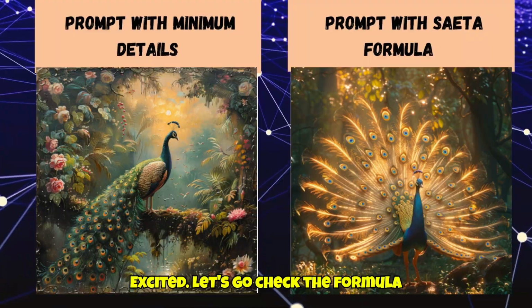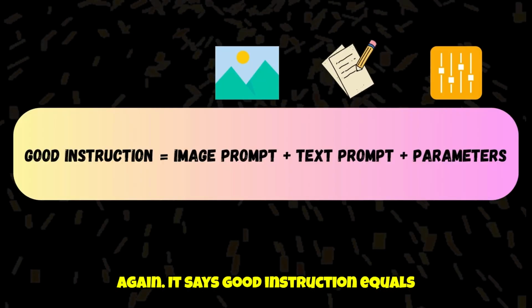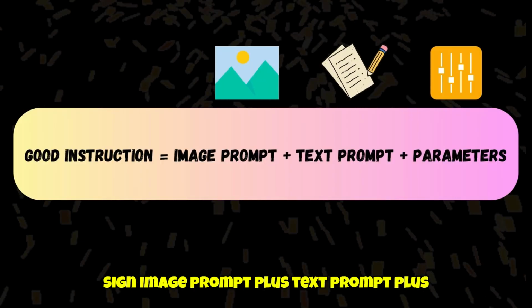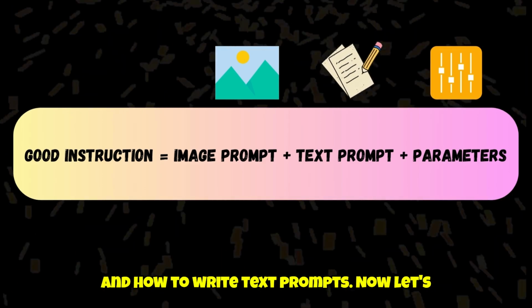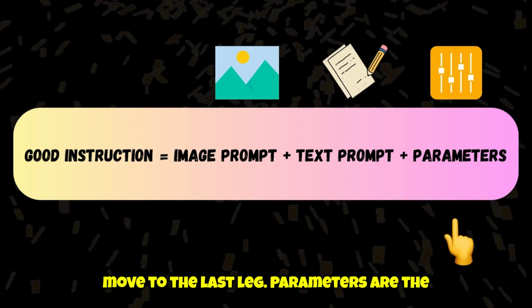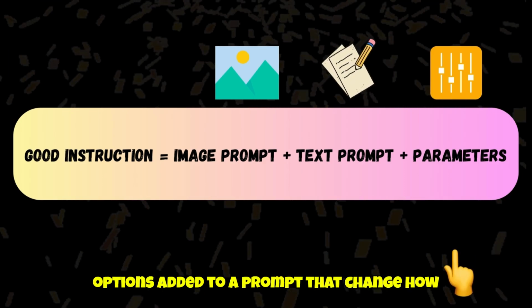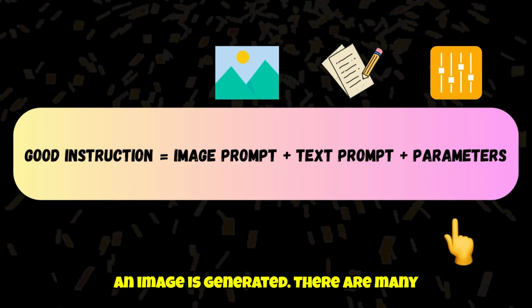Excited? Let's go. Check the formula again. It says good instruction equals image prompt plus text prompt plus parameter. We talked about image prompts and how to write text prompts. Now let's move to the last leg. Parameters are the options added to a prompt that change how an image is generated.